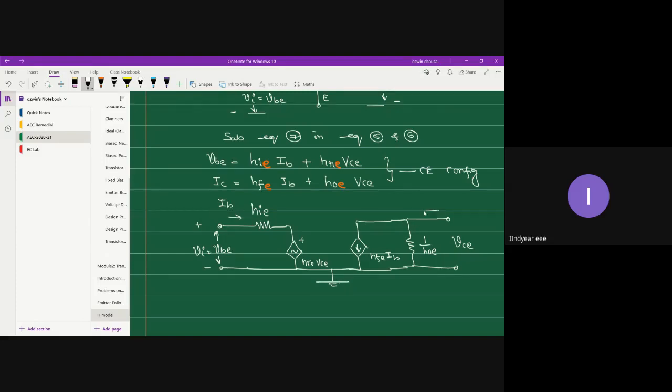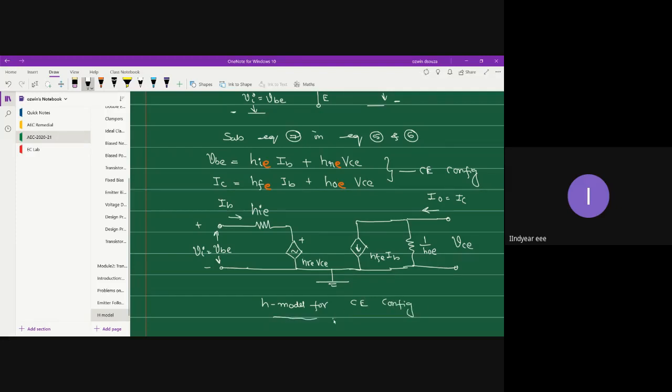You can mark the current. This is your I0, which is basically IC. Right, so that's your H model. I'll write: H model for CE configuration.